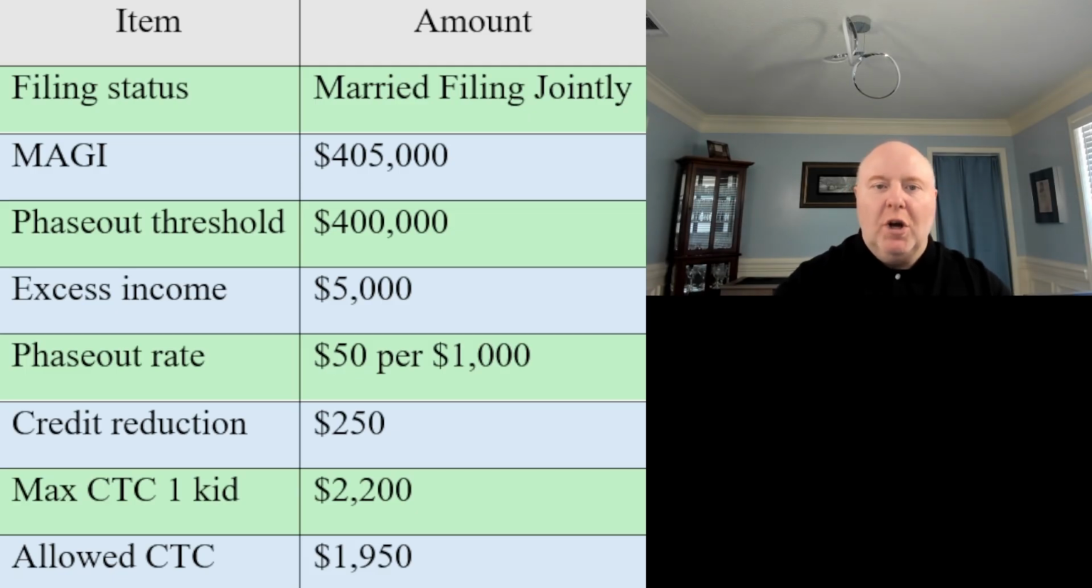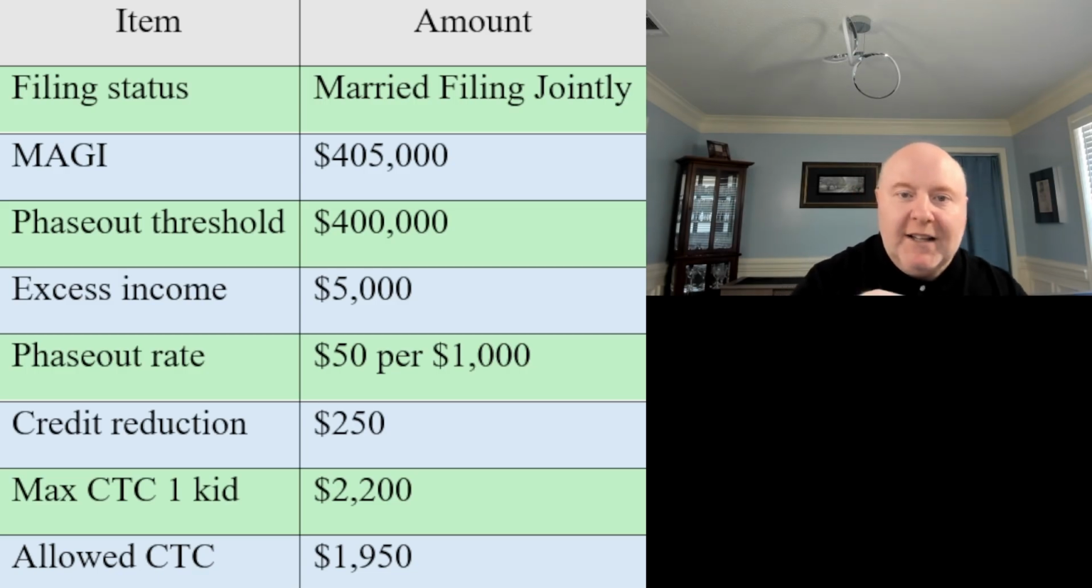Now we need to reduce their child tax credit because they've exceeded the threshold amount. When we look at what the phase out requirements are, it is $50 for every $1,000 over the threshold. So we say we are $5,000 over the threshold, and we're going to divide it by $1,000 because they're in ranges of $1,000. So we have 5 ranges, so it comes out to 5. We have 5 increments of $1,000 to get to that $5,000.